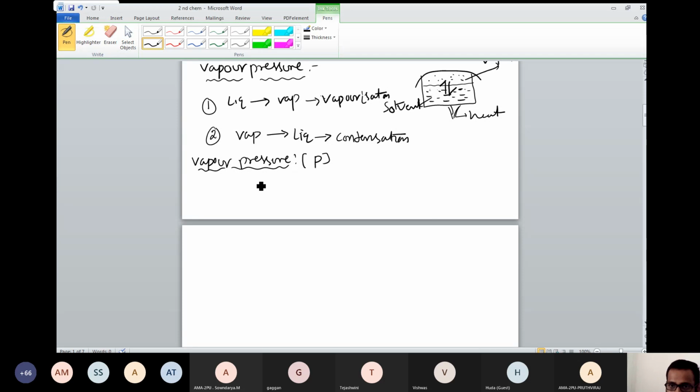So this is equilibrium. I have written equilibrium there; you can check. The equilibrium symbol everybody knows. So this liquid converts to vapor and vapor converts to liquid. This is called the equilibrium state. At the equilibrium state, these vapors will exert some pressure downwards like this. So that pressure exerted by vapors of liquid is called vapor pressure.